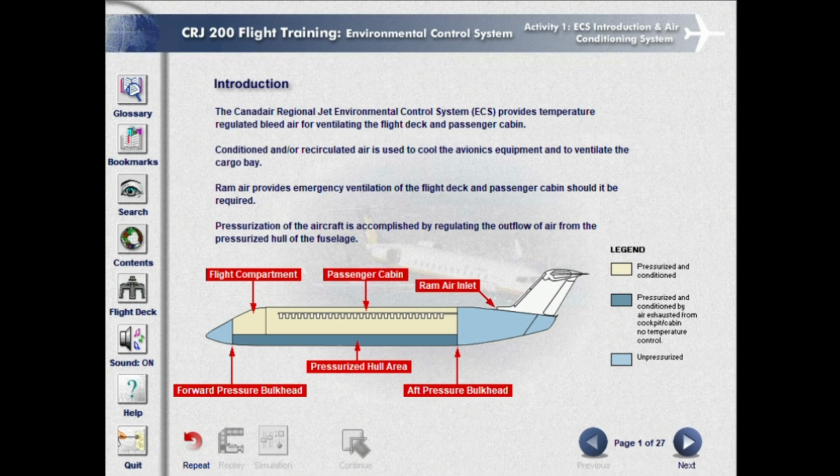Introduction. The Canadair Regional Jet Environmental Control System, or ECS, provides temperature-regulated bleed air for ventilating the flight deck and passenger cabin. Conditioned and/or recirculated air is used to cool the avionics equipment and to ventilate the cargo bay. Ram Air provides emergency ventilation of the flight deck and passenger cabin should it be required. Pressurization of the aircraft is accomplished by regulating the outflow of air from the pressurized hull of the fuselage.